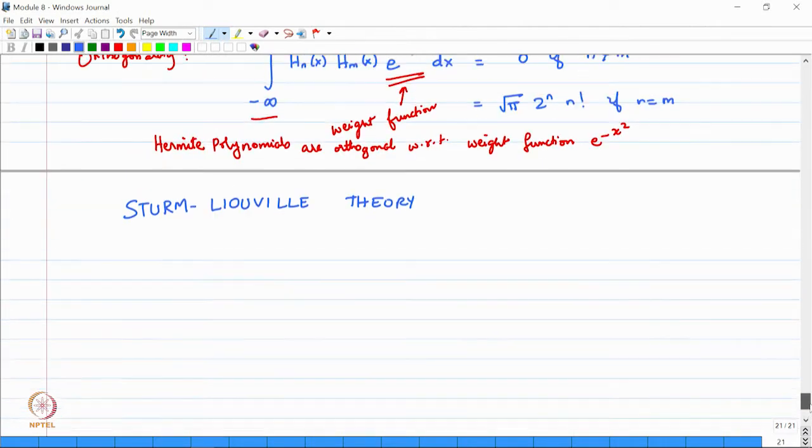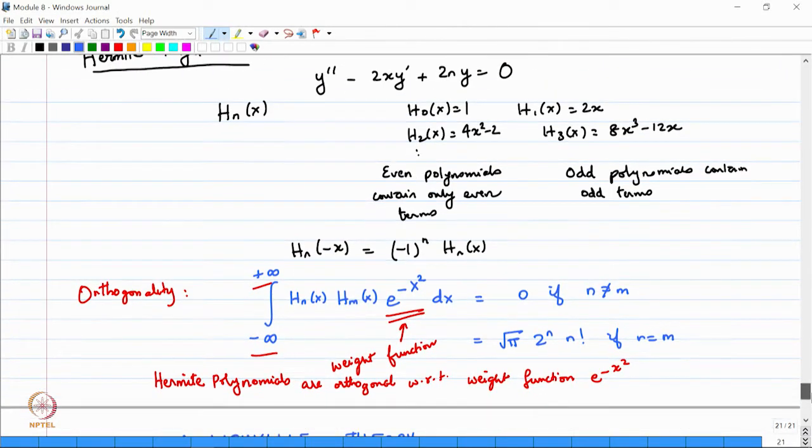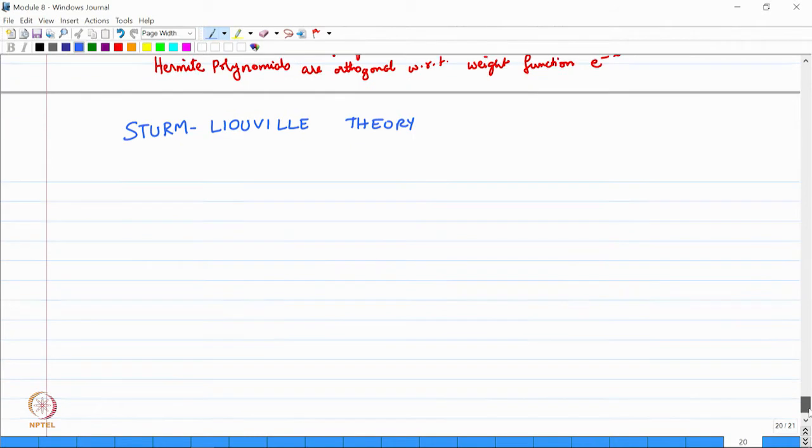Okay. Now, we can generalize this. So, the general description of orthogonal functions is called Sturm-Liouville theory. Okay. So, this is the theory that will help you understand what should be the limits, what should be the weight function, and so on.